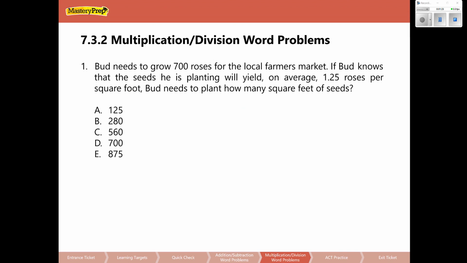So here, Bud needs to grow 700 roses for the local farmer's market. If Bud knows that the seeds he is planting will yield, on average, 1.25 roses per square foot, Bud needs to plant how many square feet? So it's 1.25 roses per square foot, yes? So 1.25 times the number of square feet should equal what? 700.